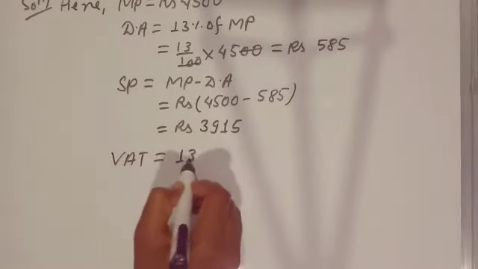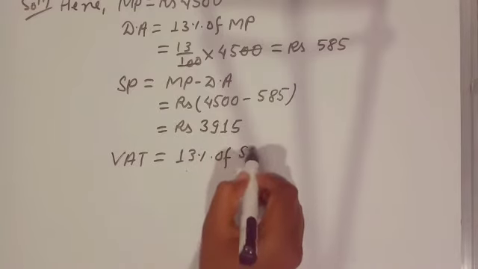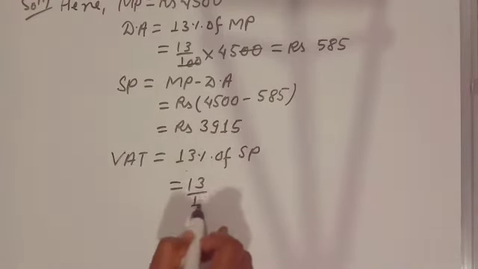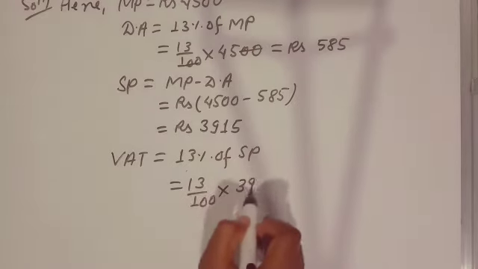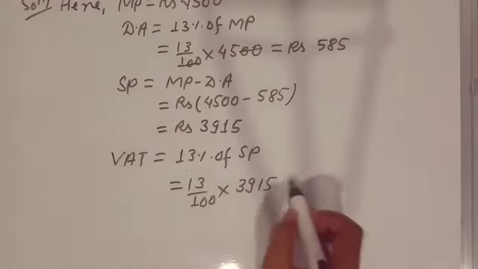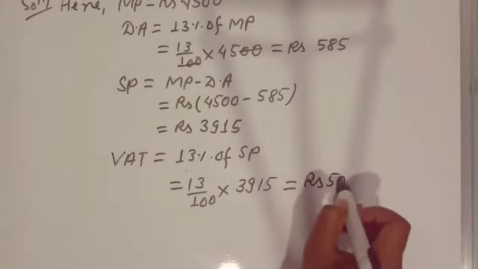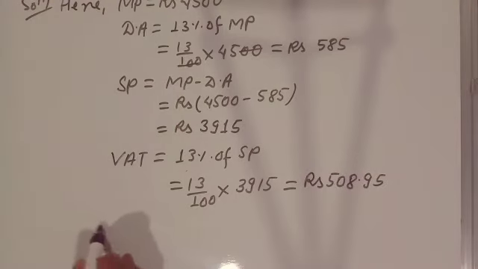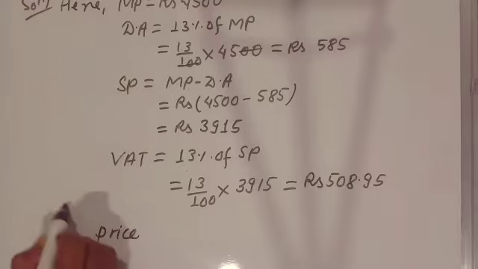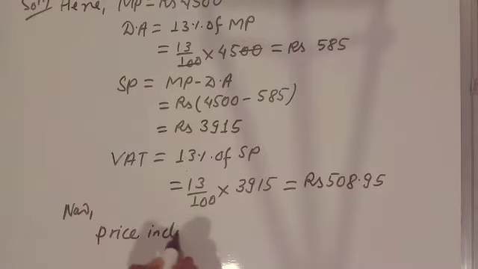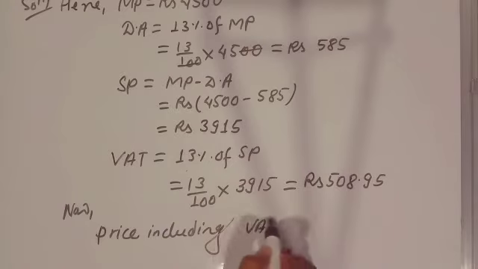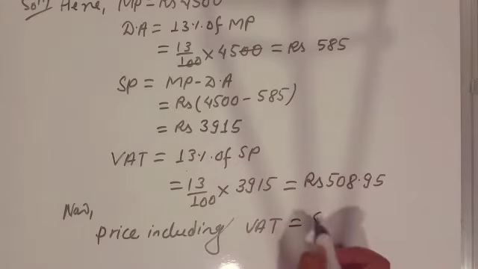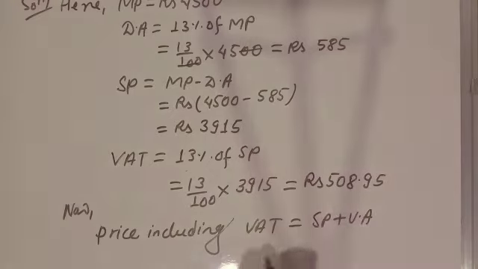VAT amount is VAT percent of SP. VAT percent of SP is 13 upon 100 times 3915. This equals Rs 508.95, the VAT amount. Then find the price with VAT. Now price including VAT equals SP plus VAT amount. VAT amount is always calculated on SP as well as added to the SP.